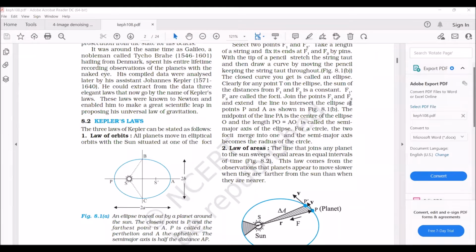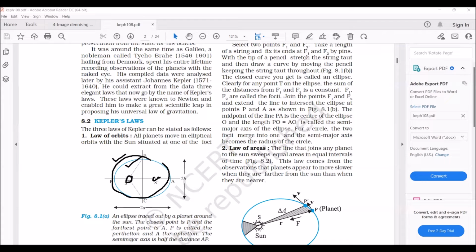Now we are discussing the three laws of Kepler. First law, the law of orbits. Kepler said all the planets move in elliptical orbits and the Sun is situated at one of the foci of the ellipse. See, this is the elliptical orbit. The planets are revolving in this elliptical orbit and the Sun is located at one of the foci.